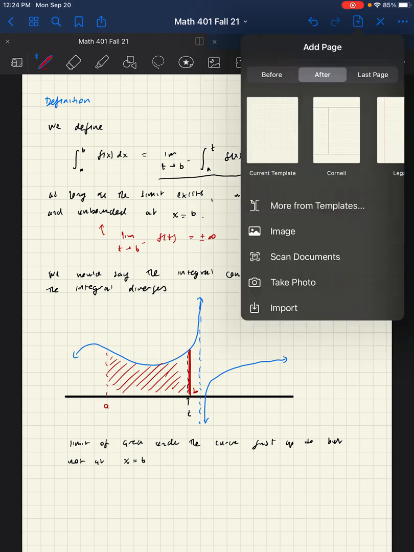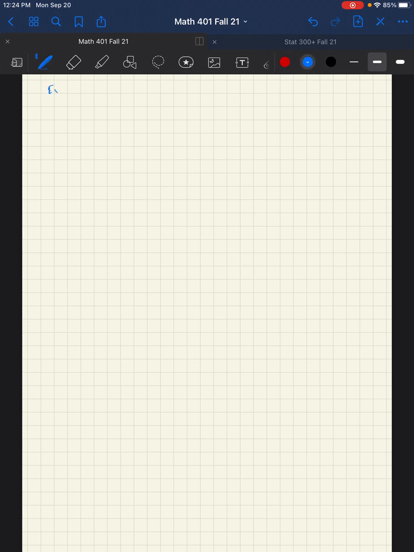Now this is a type of improper integral of the second type, where we had the discontinuity at b. We can extend this to the case where we have a discontinuity at a. So we would take the limit as t approaches a from the right of the integral from t to b of f of x dx, okay? Where x equals a is the discontinuity.